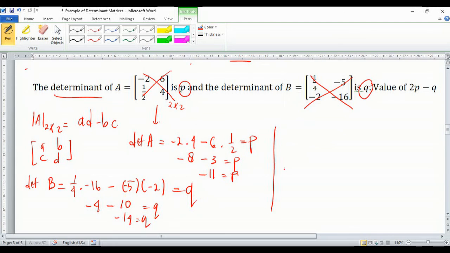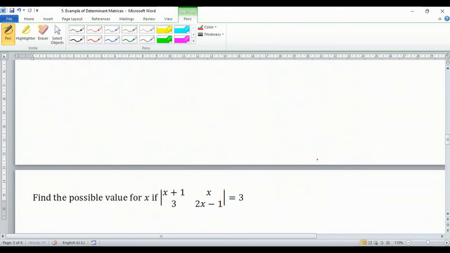Because they're asking about 2P minus K, so 2 times minus 11 minus, the K is minus 14. So this one will be minus 22 plus 14. So this result is equal to minus 8. Okay, everyone. Now, let's jump to another example.